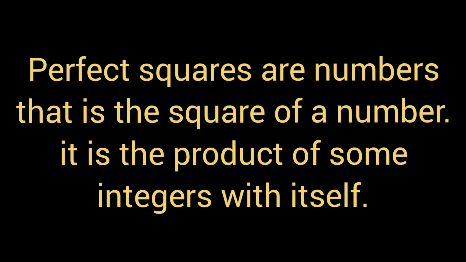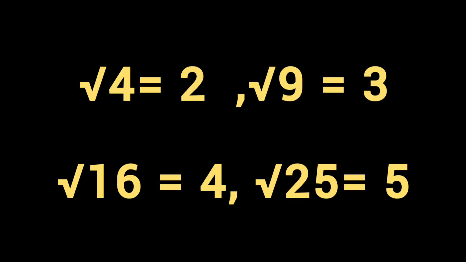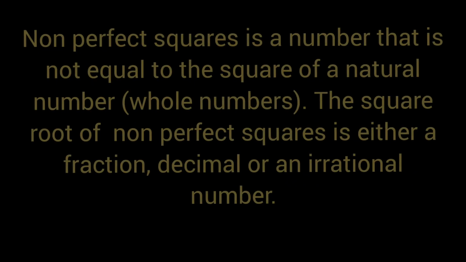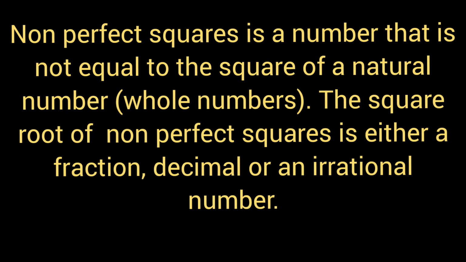Perfect squares are numbers that are the square of a number. It is the product of some integer with itself. Examples of perfect squares are square root of 4 equals 2. This is because 2 times 2 is 4. Other examples are square root of 9, 16, 25, 144. Think of more.